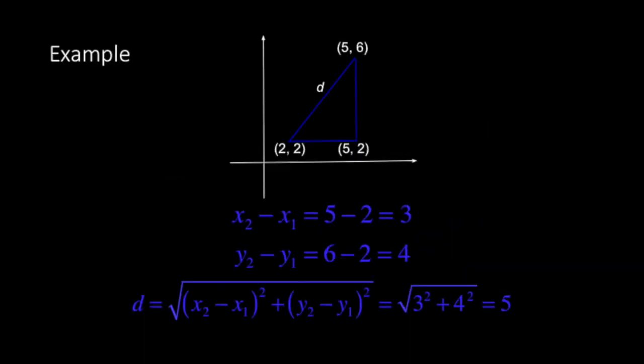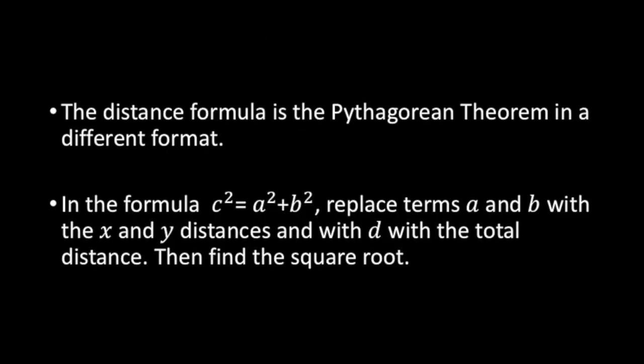Let's put some numbers to that. To find the distance between the points (2, 2) and (5, 6), first find the distance between the x coordinates. That's 5 minus 2, that's 3. And then find the distance between the y coordinates. That's 6 minus 2, that's 4. Square them both. 3 squared plus 4 squared is equal to 9 plus 16. Add them. 9 plus 16 is 25, and find the square root. The distance between those points is 5 units. And that's how it works.